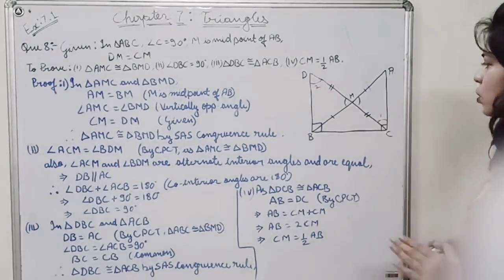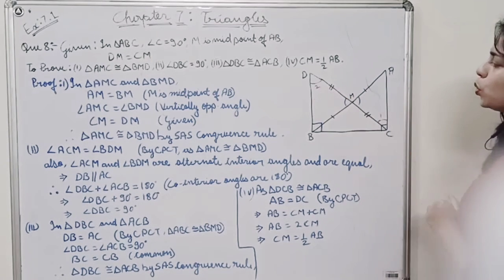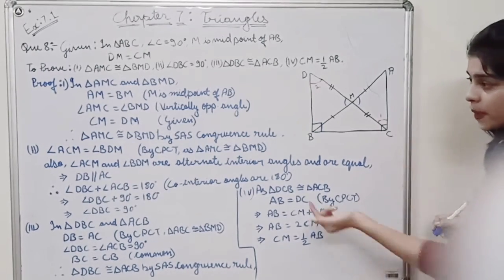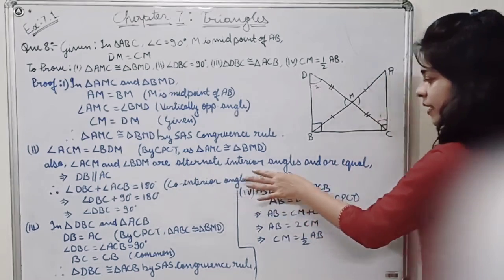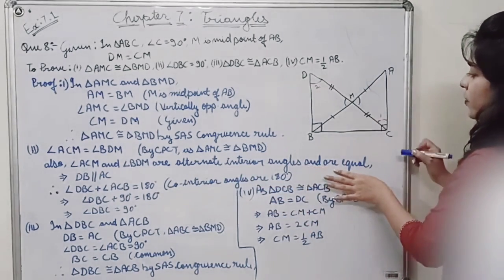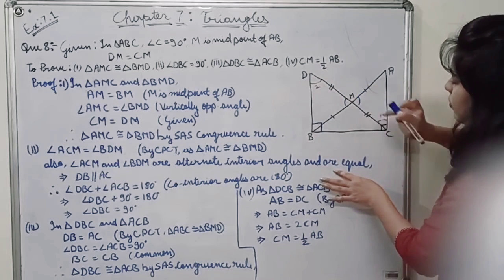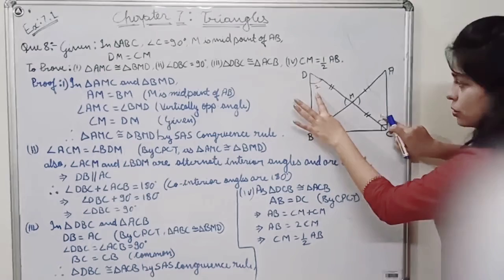Okay, also angle 1 and angle 2 are alternate interior angles, and they are equal. Also, angle ACM and angle BDM are alternate interior angles, clearly we see, and they are equal also.